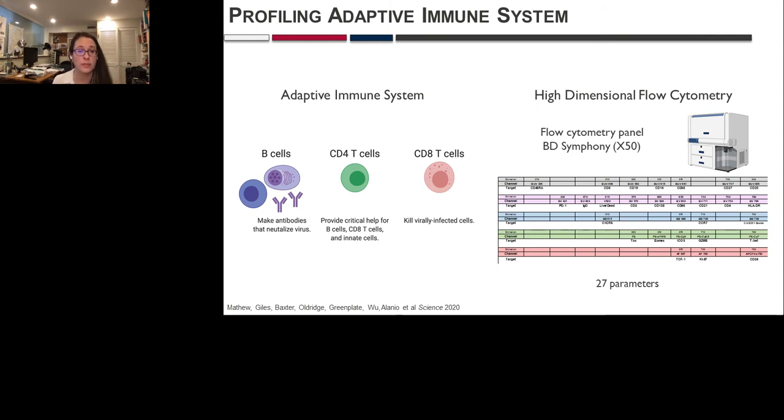CD4 T cells. These are T cells that provide all kinds of critical help to the other cells in the immune system. And CD8 T cells. These cells are responsible for directly killing and eliminating virally infected cells. And we profiled these cells with a high-dimensional flow cytometry panel that was then analyzed in the BD Symphony. And in total, our panel covered 27 different parameters.